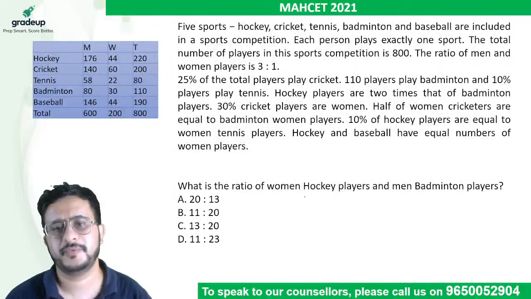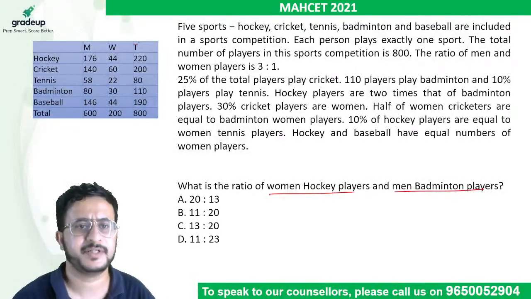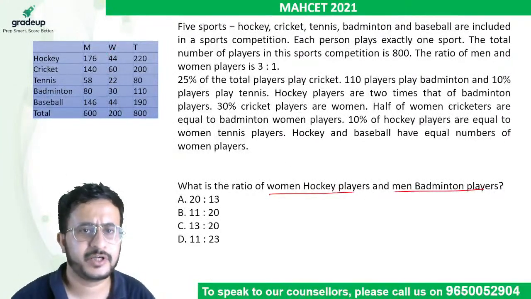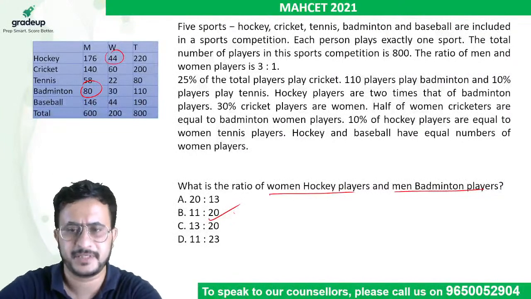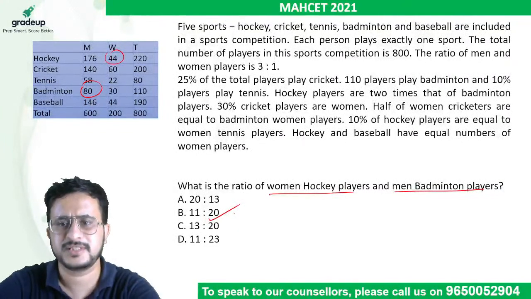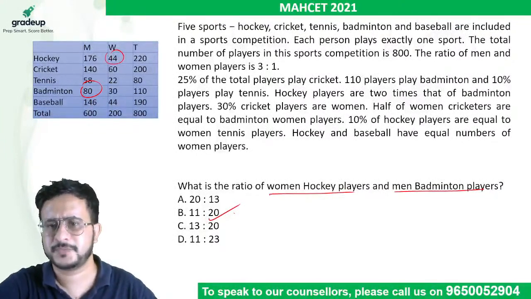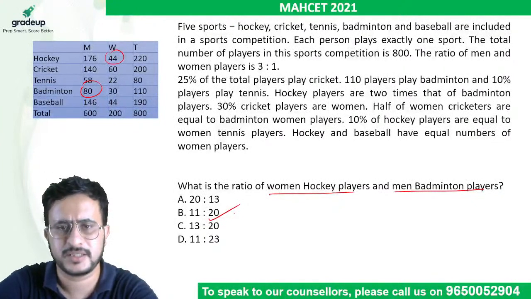Okay, so the ratio of women hockey players and men badminton players. Women hockey is 44 and men badminton is 80. So that is 11:20, option B. So this is the type of sets you can expect.